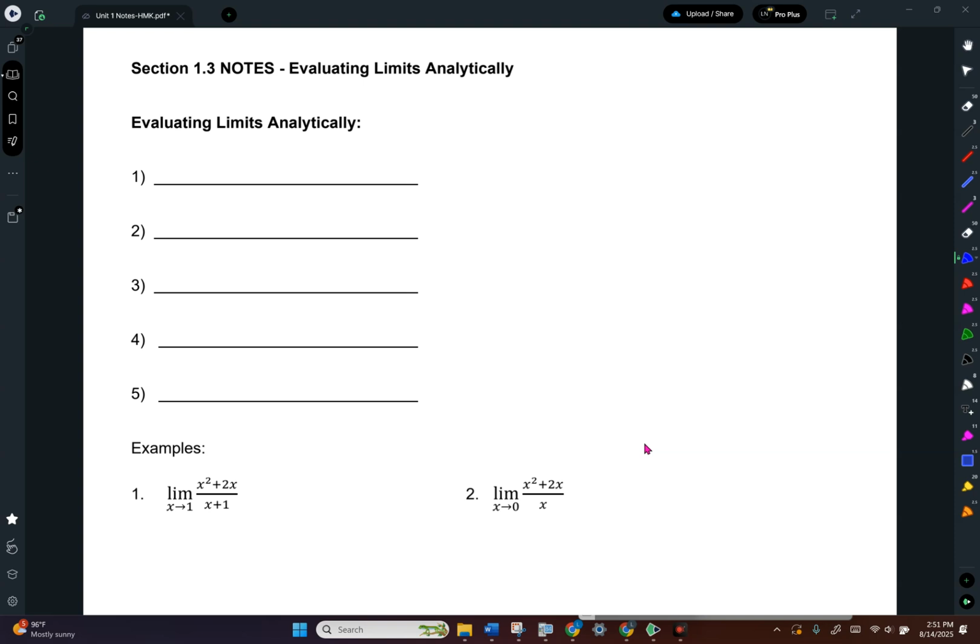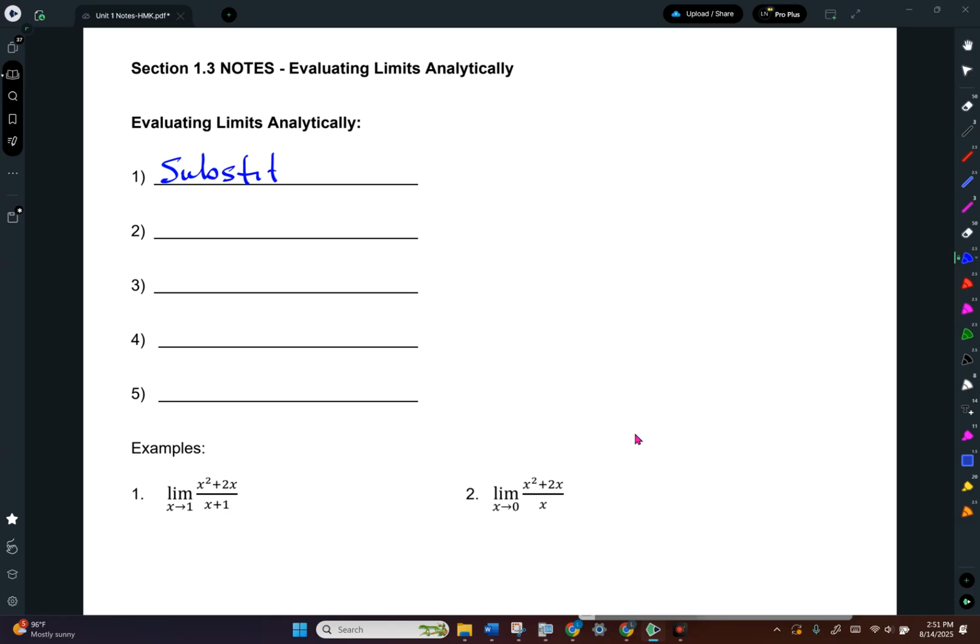Okay, so what if I'm not just looking at graphs? What if I don't have the graph? What if all I have is the equation? How can I tell what the limit is? All right, well, there's a couple of things that you're going to try. The first thing that you're going to do is you're just going to try to substitute.